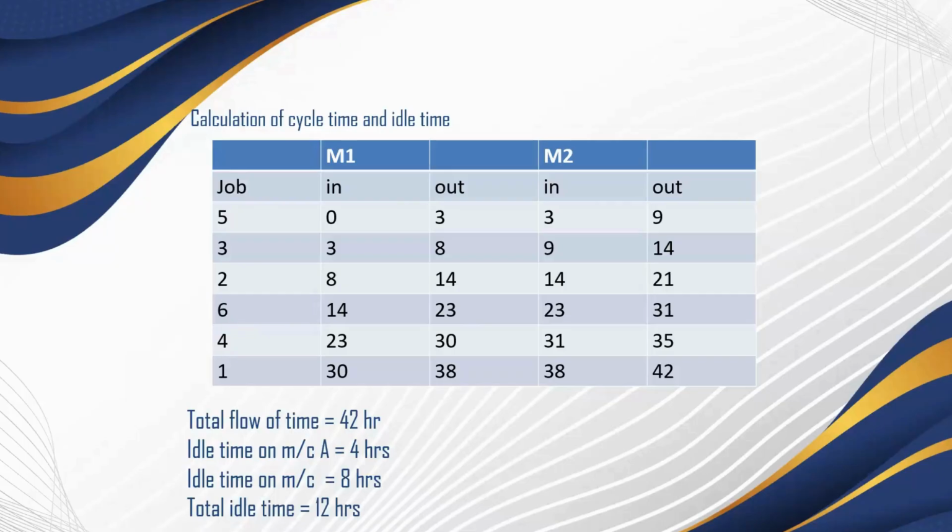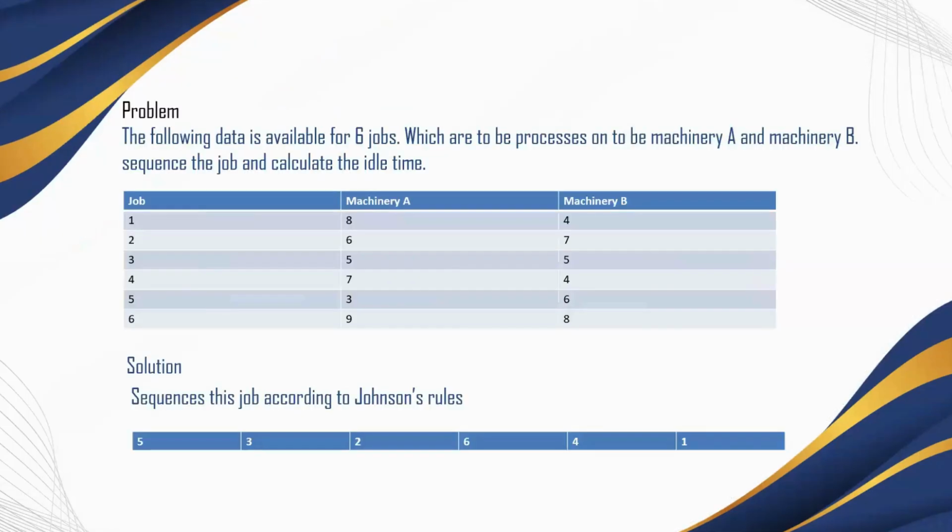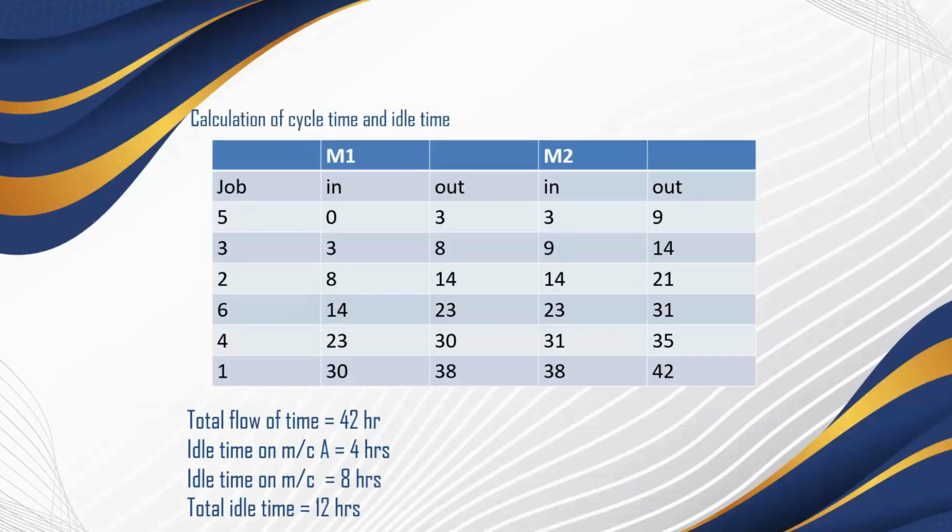Out time is 3. So 0 plus 3 is equal to 3. 5 plus 3 is equal to 8. 8 plus 6 is 14. 14 plus 9 is 23. 23 plus 7 is 30. 30 plus 8 is 38. Then we will go to the second machine.